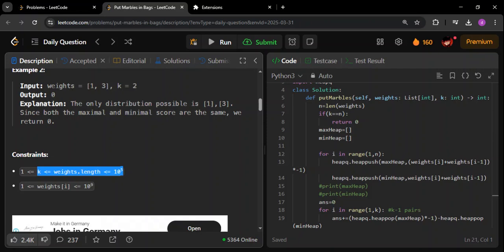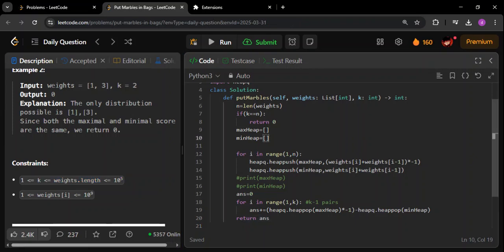Similarly, we need only the bottom 5 elements. I mean to say the pairs. As simple as that. For example, if there are 10 power 5 elements, there are going to be 10 power 5 minus 1 pairs. So we need only those. We don't need everything. We need only the top 5 or the bottom 5.